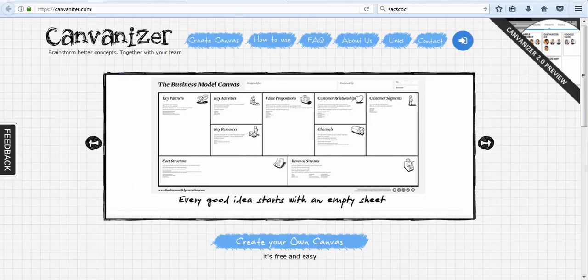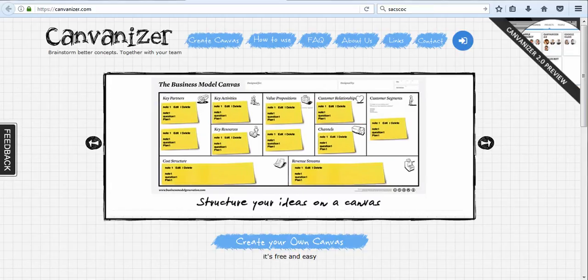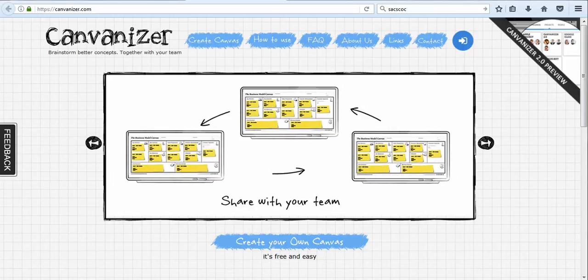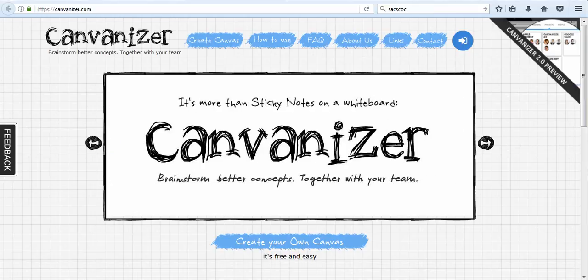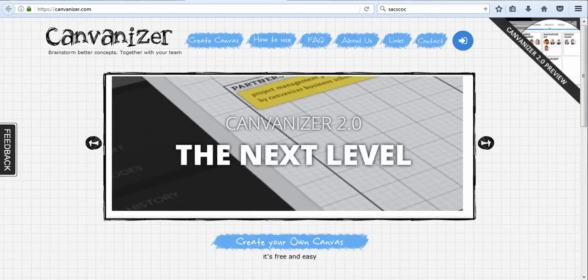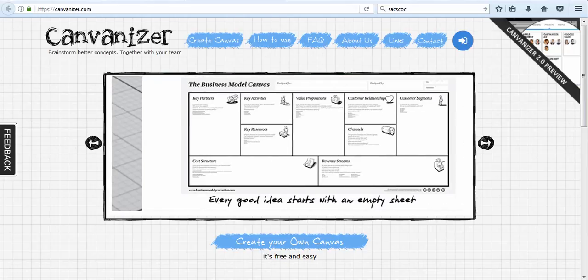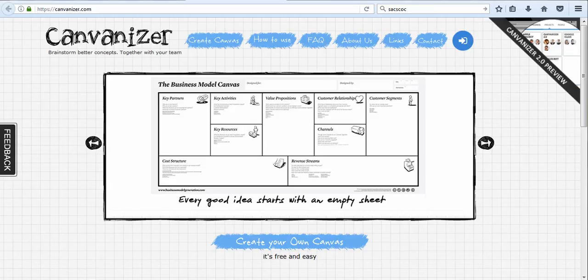So I've gone to the website for the business model canvas, canvanizer.com, and I have provided a link directly to this website in Moodle for you. But once you pull up the website, we're just going to go through a few quick steps. Canvassing is something you have to do on your own. It's not something that can be done for you. So this video is really meant to be an instructional tool to walk you through the elements of the canvas so that you have a better understanding of the purpose of each of the blocks.